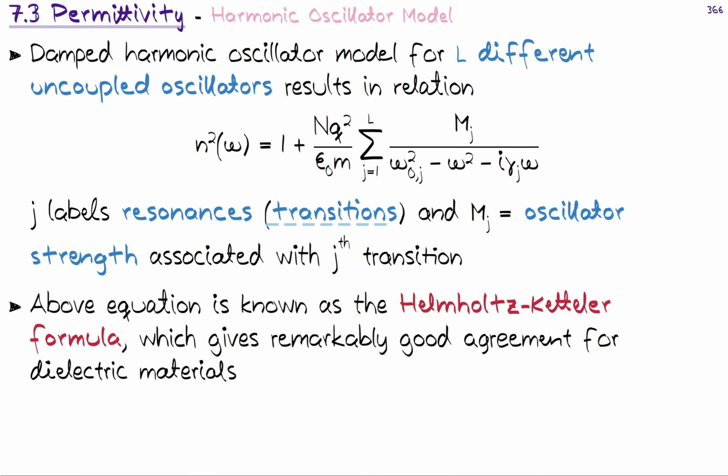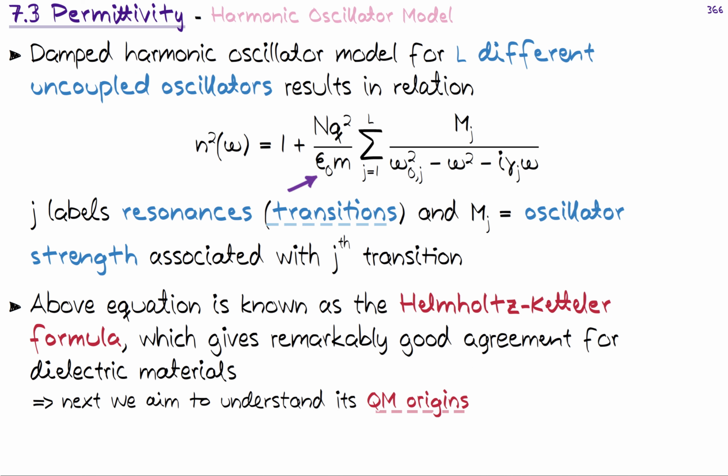And what we will do in the next lecture is try to elucidate what the quantum mechanical origins are and what the motivation is for this functional form of the equation. So essentially we would try to show you that this equation actually makes sense also from the quantum mechanics point of view. And then we would also qualitatively describe how we could calculate the parameters that are used in the Helmholtz-Ketteler formula.